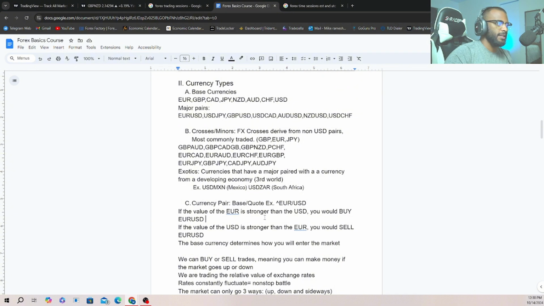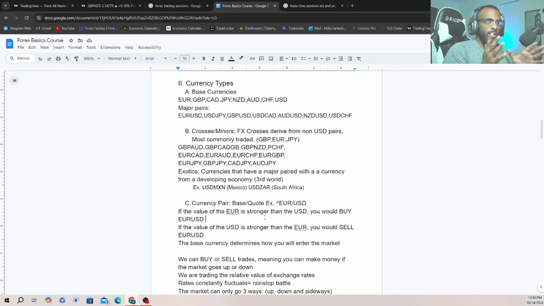Okay, so once again, if the value of the euro is stronger than the US dollar, you would buy EUR/USD. Maybe the euro isn't having a huge pump in the economy today, but the dollar itself could be having a terrible bloodbath on the market. That will cause the euro to be stronger in value than the dollar because the dollar is going so down.